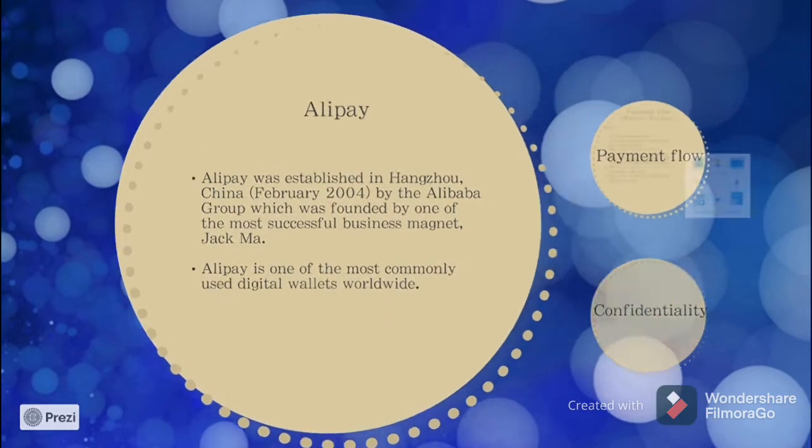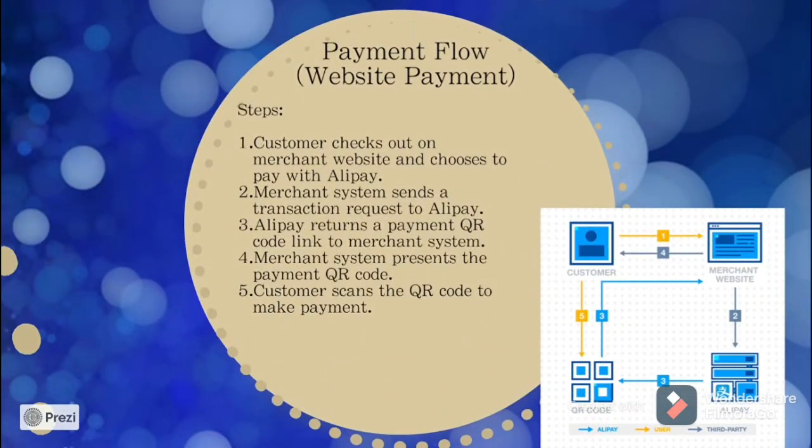Now it's the payment flow for Alipay. For this one, we'll focus on the website payment. Both the diagram and the steps are extracted from Alipay's official website. First of all, the customer will check out on the merchant website and choose Alipay to pay for what the customer wants to buy. Next, the merchant system will send a transaction request to Alipay, where Alipay will return a payment QR code linked to the merchant system. The merchant system will display the payment QR code on the screen. Finally, the customer will scan the QR code to make the payment.